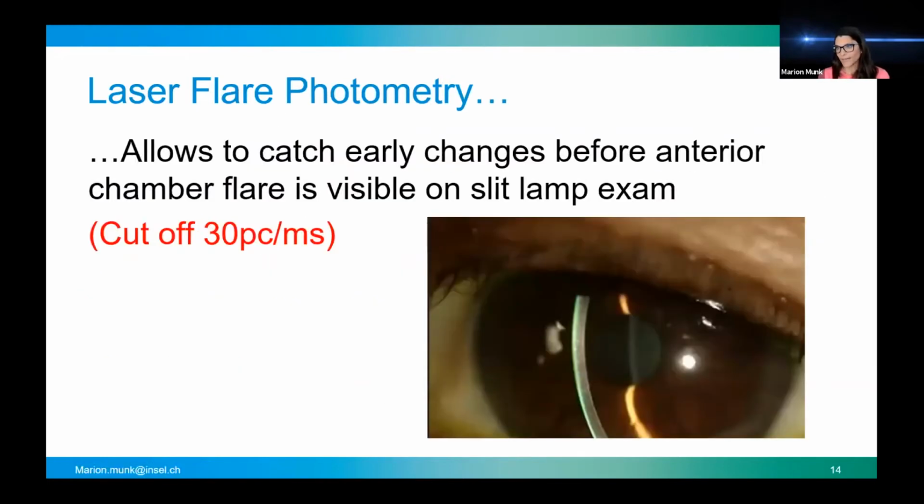And what is also a benefit of automatic laser flare assessment is that it can allow you to catch early changes before you really see anterior chamber flare on slit lamp exam. So you need at least 30 photon counts per millisecond in order to see at least 1 point flare in the anterior chamber. So you already have some inflammation, and if you use laser flare photometry, this really helps you to identify disease and inflammation activity earlier, prior to seeing anything on slit lamp exam.